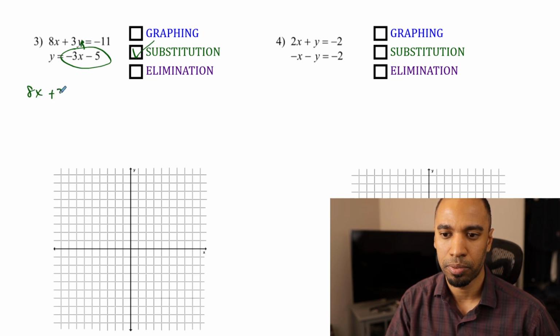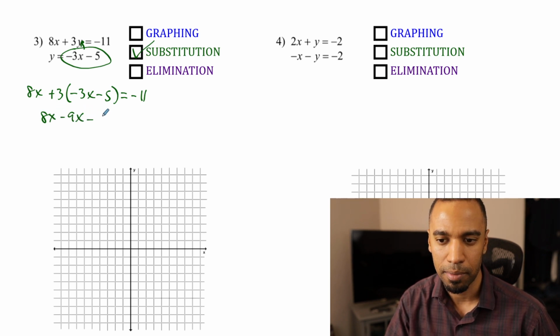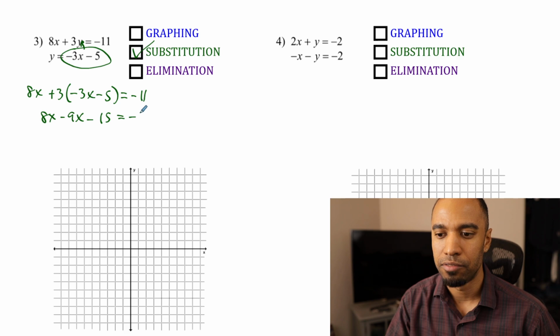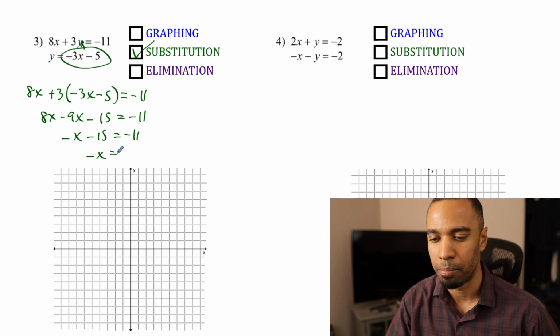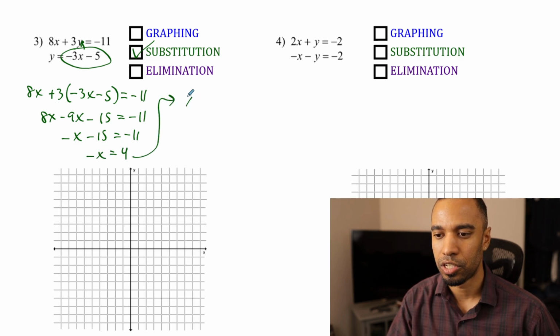I get 8x plus 3 times negative 3x minus 5 equals negative 11. And yes, I have to distribute and all that jazz, but I'm comfortable with this. I've done this for a long time. I'm speaking as if I'm a student. I've done this for a long time in my math life so far, and I think I can just carry through and feel good about it. Get x equals negative 4.